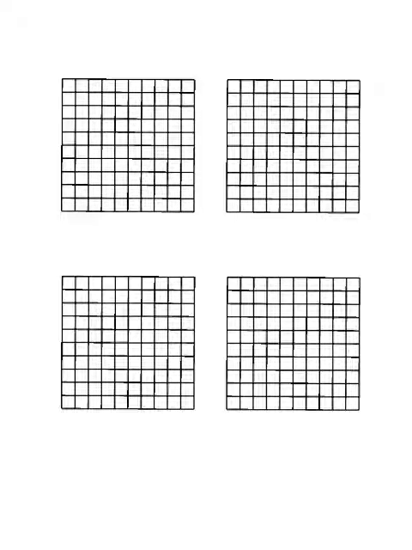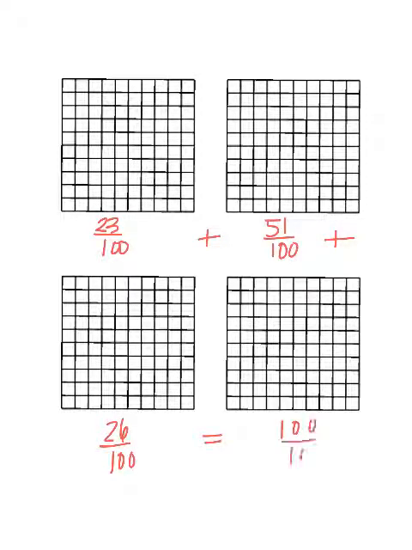Okay, so this one we're going to model by adding up 3 fractions to equal 100 100ths with these grids. So let's try 23 hundredths plus, let's do 51 hundredths plus, I'm going to move down to this model down here. 23 plus 51 is 74. So then 26 hundredths would equal 100 hundredths.